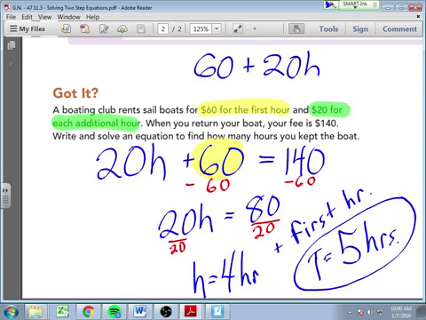This is what I was saying. Most people don't pay attention to that first hour happening. You just solve the equation like, h equals 4. Well, okay, that's what the variable equals, but that's not what the question's asking. Question's asking how many total hours.